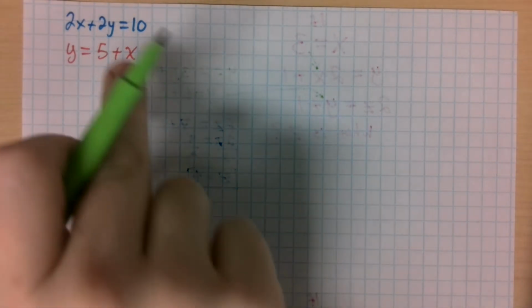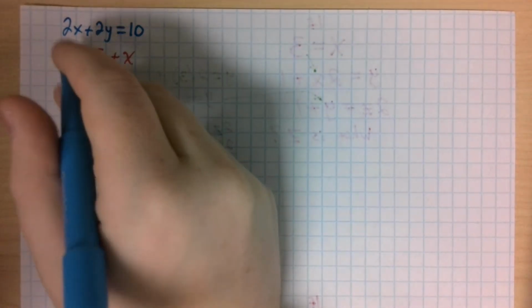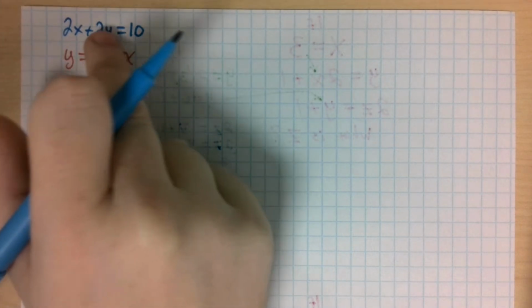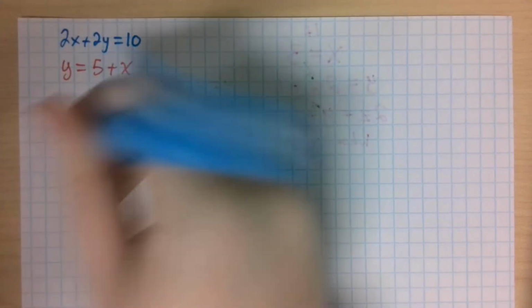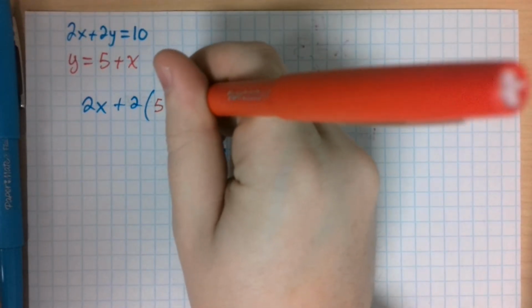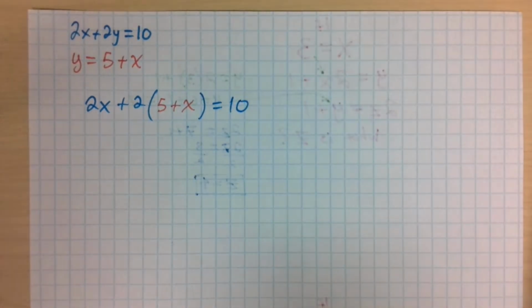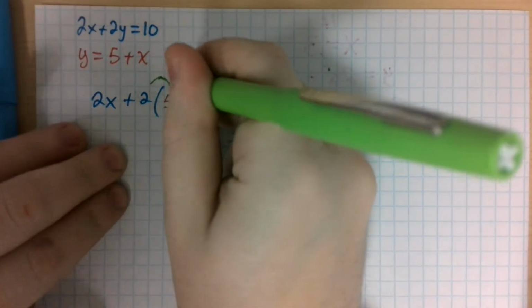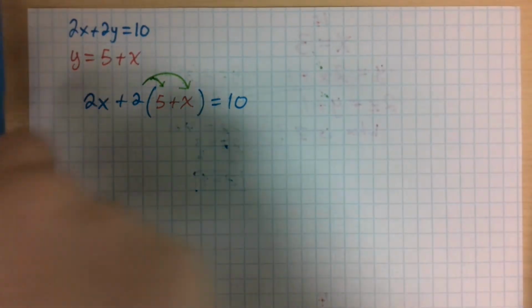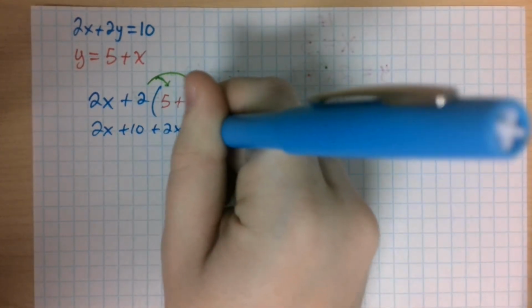Step 2 is just to substitute it in to this top equation. So when we substitute in, we're substituting in for the variable y. So we're changing y into 5 plus x, giving us 2x plus 2 times 5 plus x equals 10. This will be a quick one to simplify. All we need to do is start off by distributing the 2 into the parentheses, giving us 2x plus 10 plus 2x equals 10.